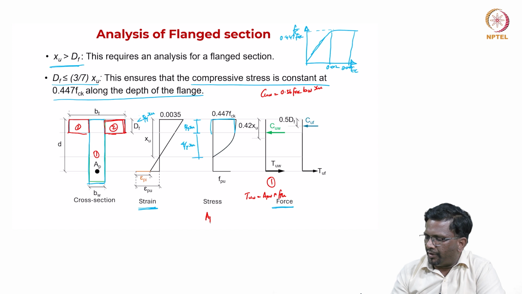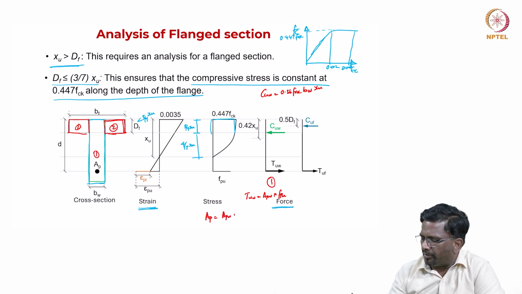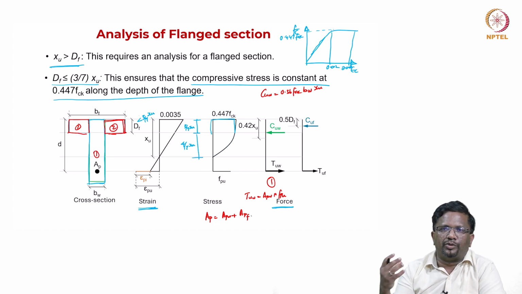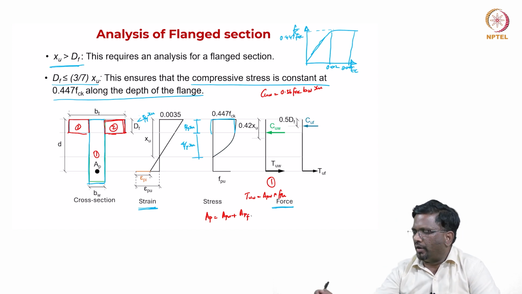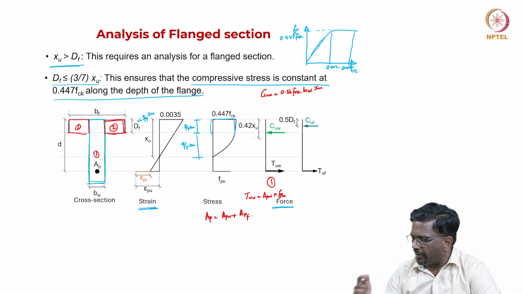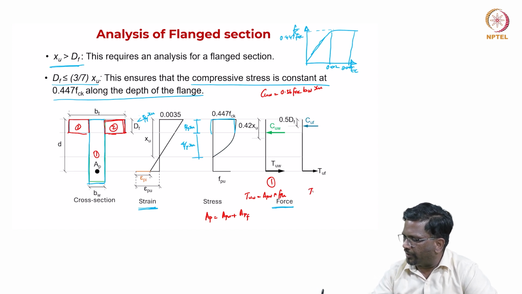AP can be divided into two things, APW plus APF. Now, APW is the amount of steel that is required to balance the compression force from the web region only. Now, CUF can also be done. So, what is TUF here? That means whatever the remaining is, it is going to be APF times FPU.